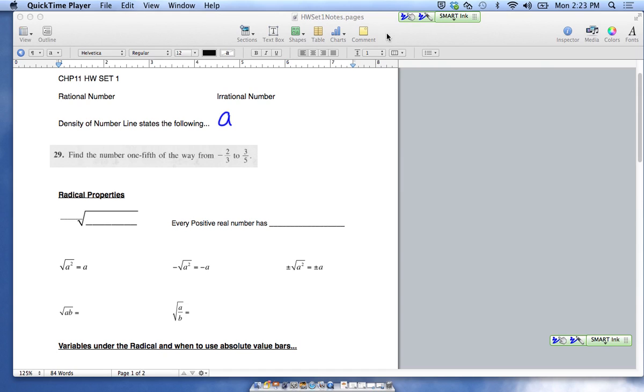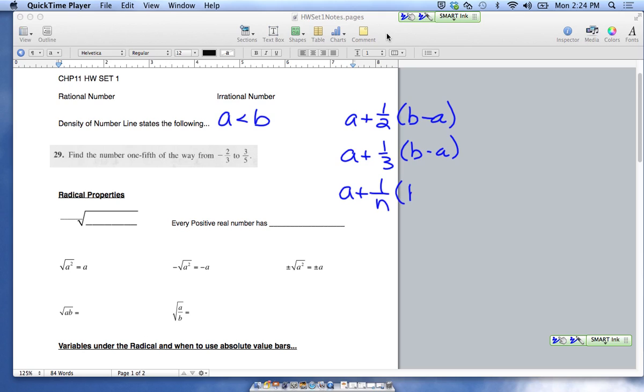If I have two rational numbers or two real numbers, we'll use A and B, and A is less than B, if I'm looking for a number halfway between, the way I would find the number halfway between will be using this little expression. If I'm looking for a number 1/3 of the way between, if I'm looking for a number 1/n of the way between, the distance between.